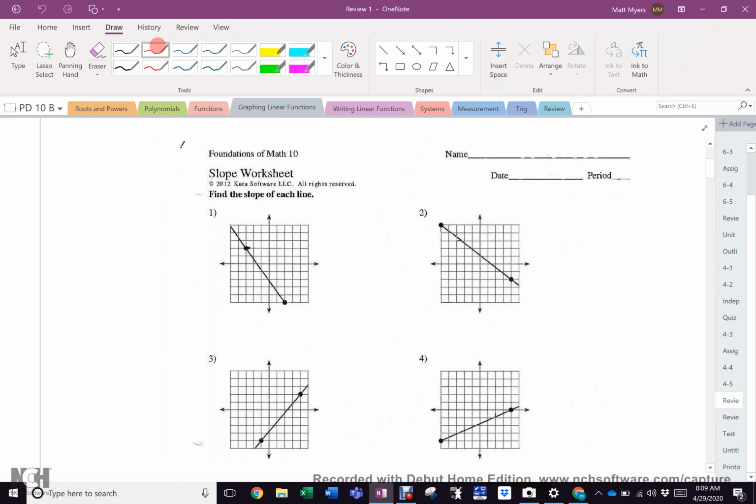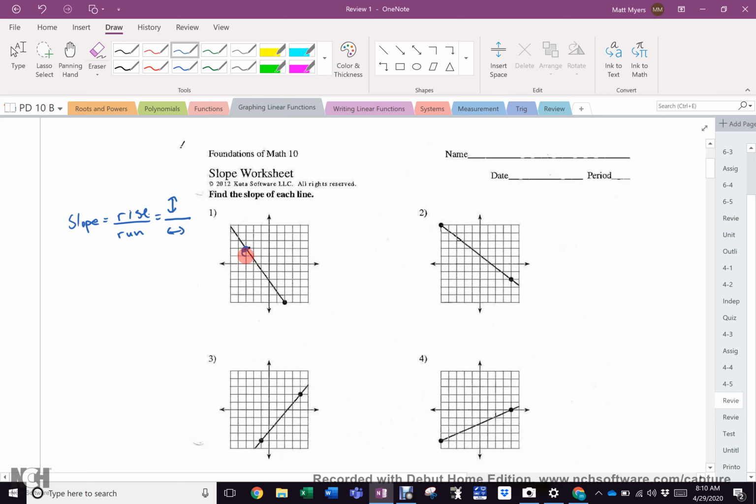Find the slope of each line. Since it's on a graph, all I have to do is count. Rise over run. Slope equals rise over run. Rise, we remember, is up and down. Run is horizontal. So go to either point, doesn't matter which point you start with. I'm going to start right there.